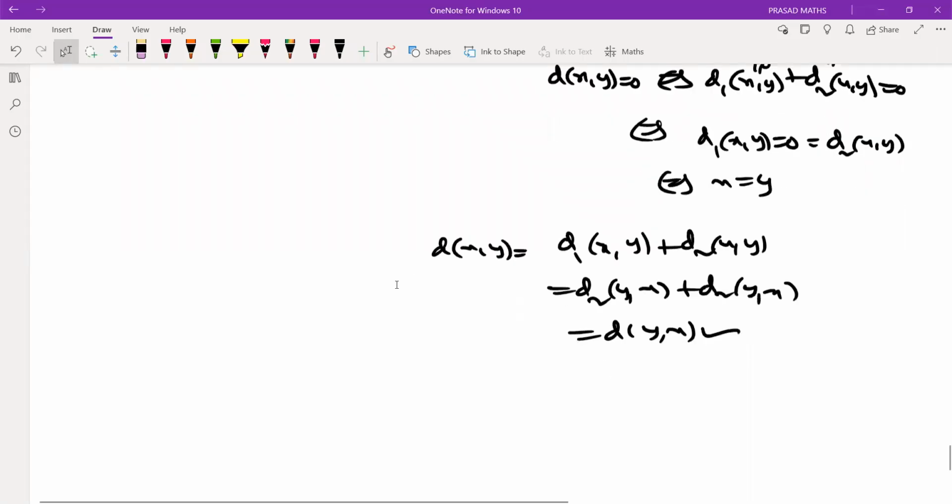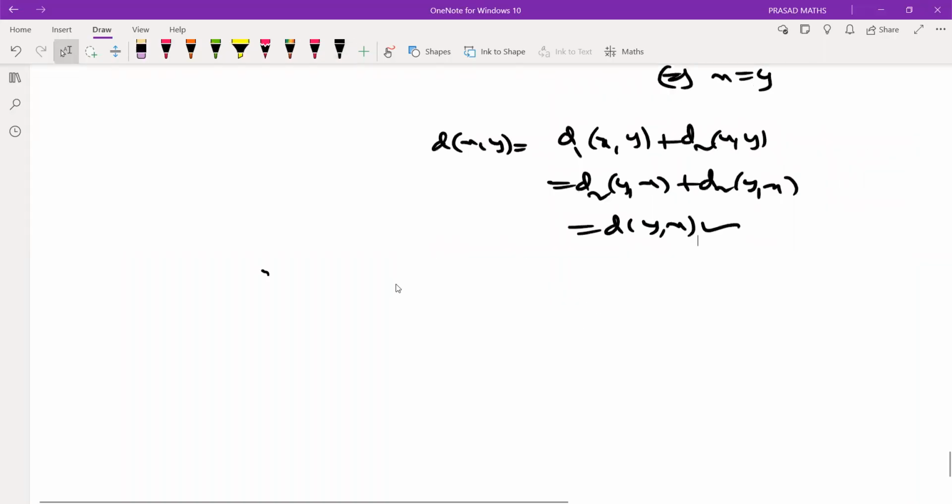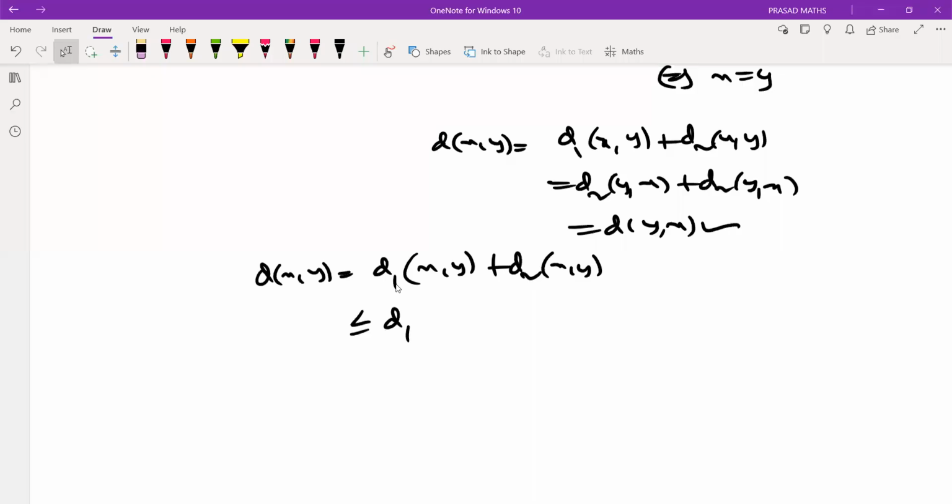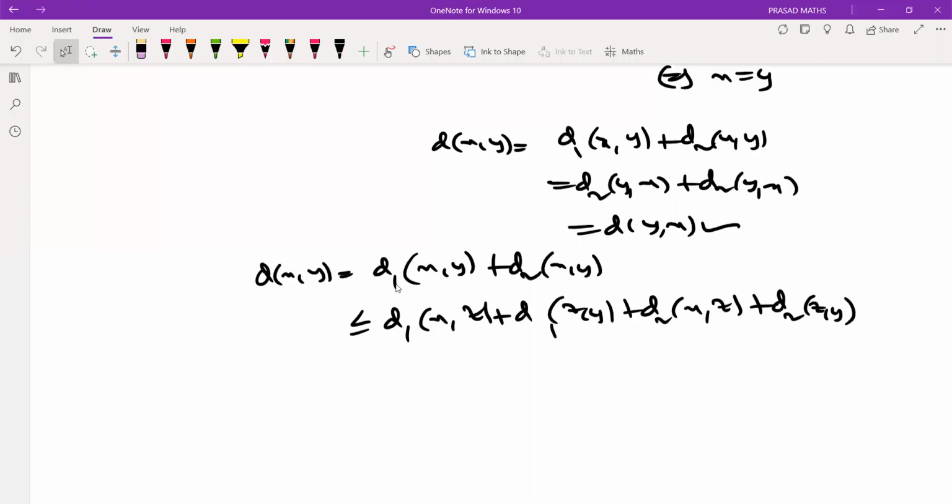So check the triangle inequality. d of x, y is equal to d1 of x, y plus d2 of x, y. But d1 is a metric, therefore it can be written as d1 of x, z plus d1 of z, y, plus d2 of x, z plus d2 of z, y, because d2 is a metric. Right? So we can join this and this.